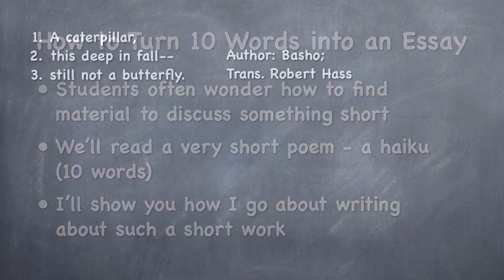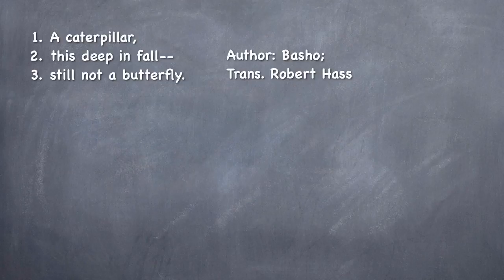So let's see, this is our poem. It's very short, it's only 3 lines and only 10 words. It is by Basho, a Japanese poet, and translated by Robert Hass. A caterpillar, this deep in fall, still not a butterfly.